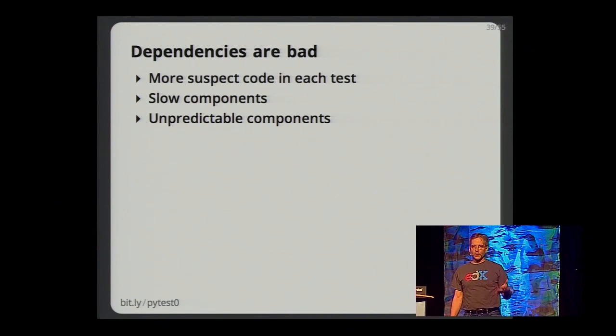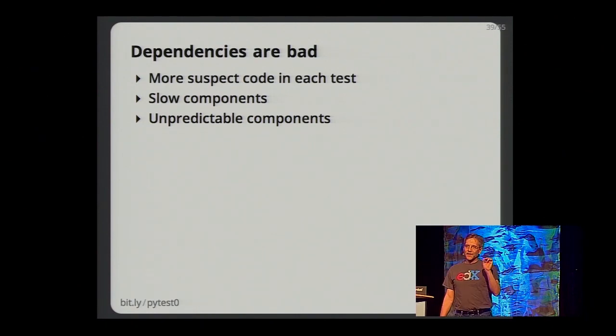Dependencies in your code are good because you're building on the work of others, but dependencies in tests are bad because it puts more suspect code in each test. In addition, some of those components might be slow, and remember, we want our tests to be fast, right? The problem with testing missile launching sites is that if your test really launches a missile, that takes a long time. You want your tests to go fast.